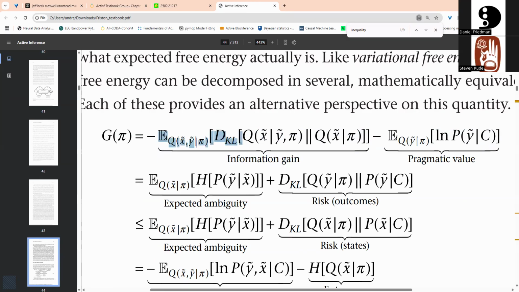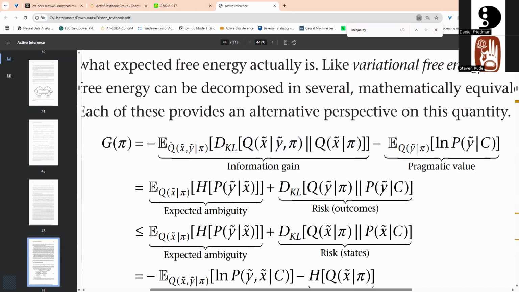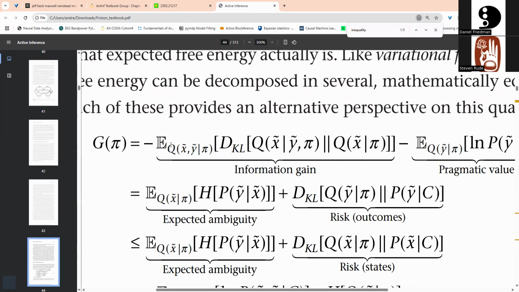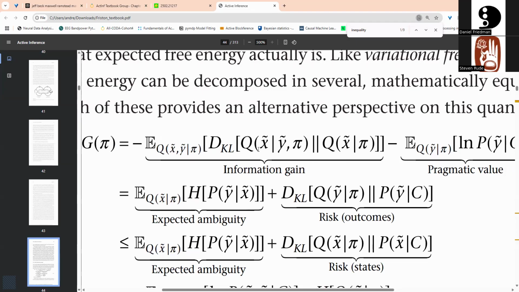And then information gain is interesting because, as opposed to variational free energy, where we want to minimize the KL divergence, here we're actually wanting to maximize it, because both of these terms are negative, right? If we want to minimize G, then we actually want to maximize information gain and pragmatic value.